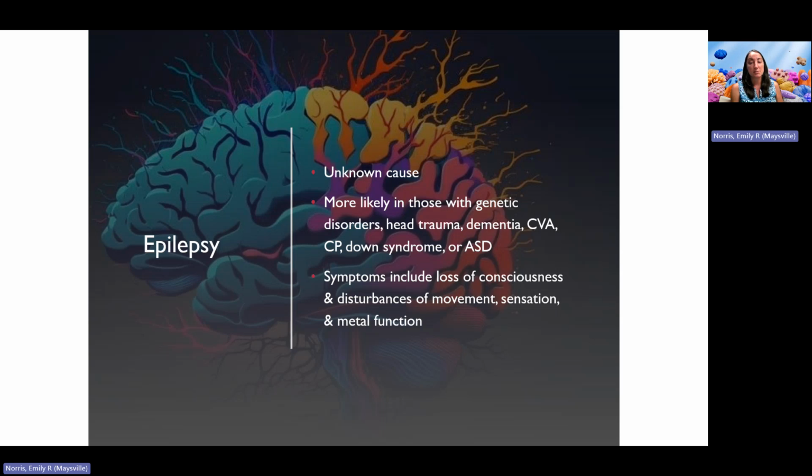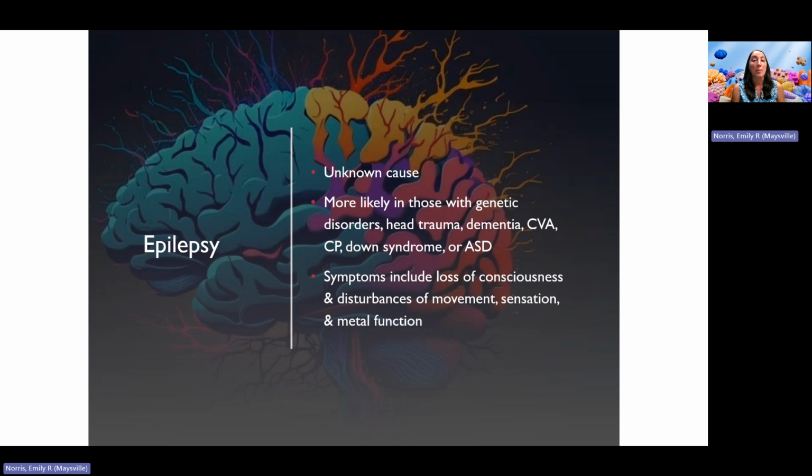A seizure is a symptom that brain function has been interrupted, and it can look a little bit different. Typically, it looks like they could lose consciousness or just awareness of their environment. Typically have some movement disturbances like twitching or quick involuntary movements. Sensation may be lost during the time, and mental function may be changed during the time. So they're not responding to you. It's typically when they come out of it, they're very tired, confused, disoriented.